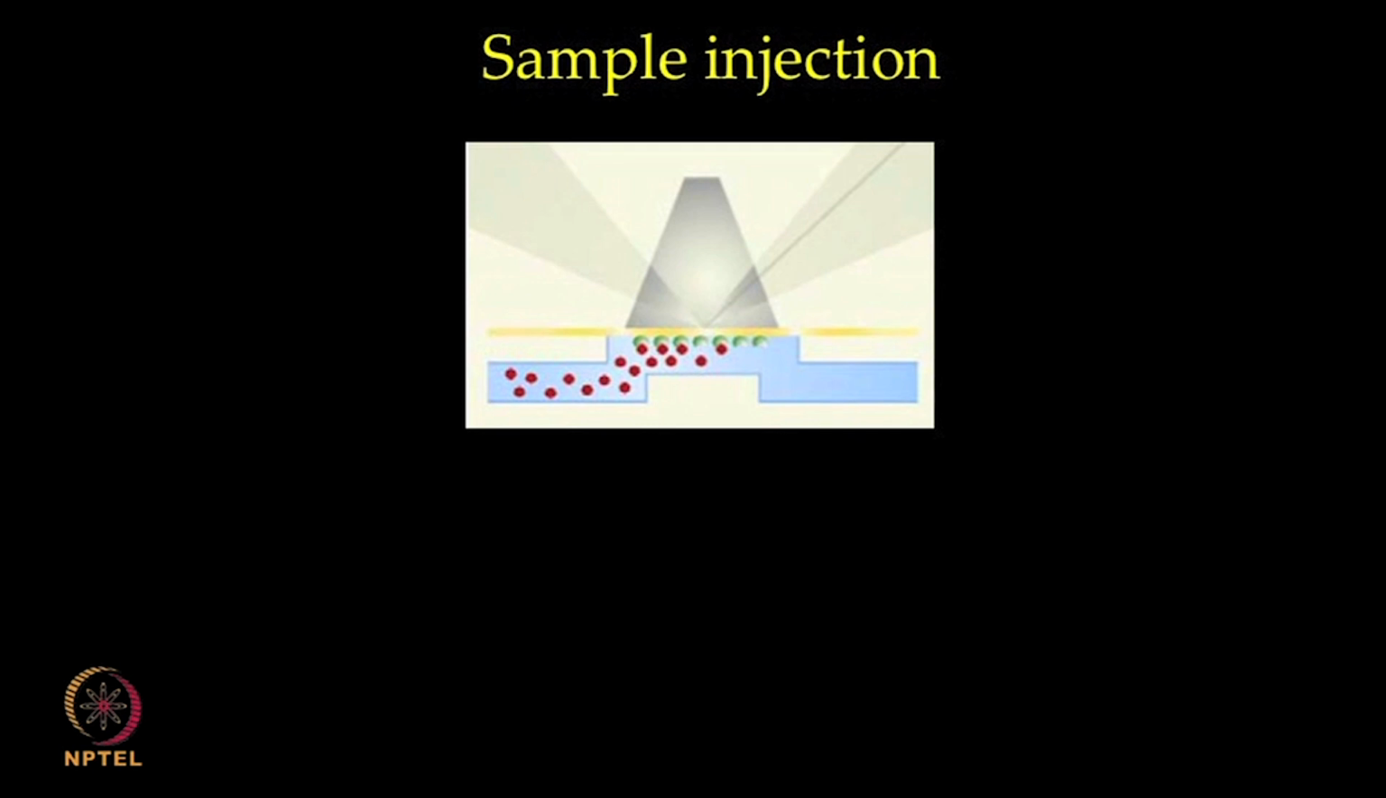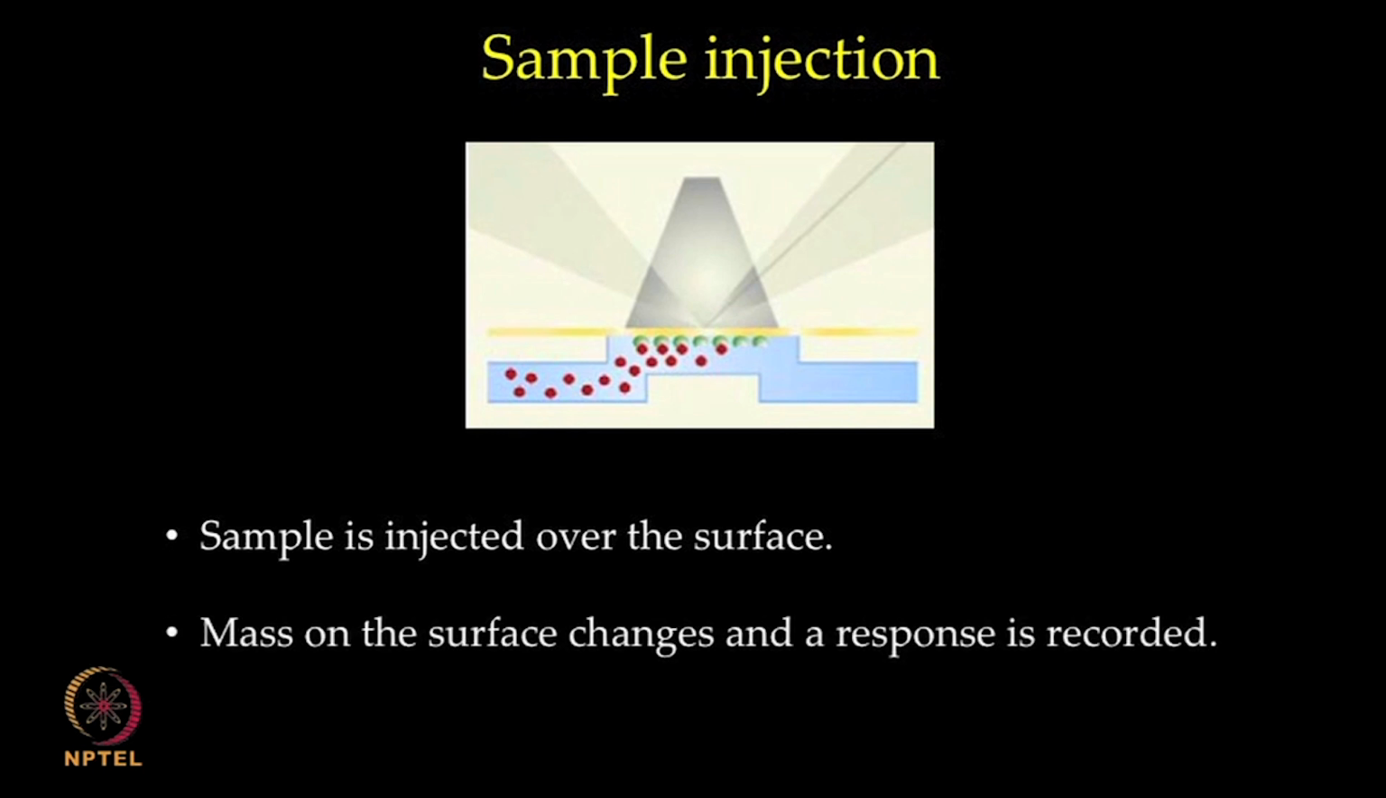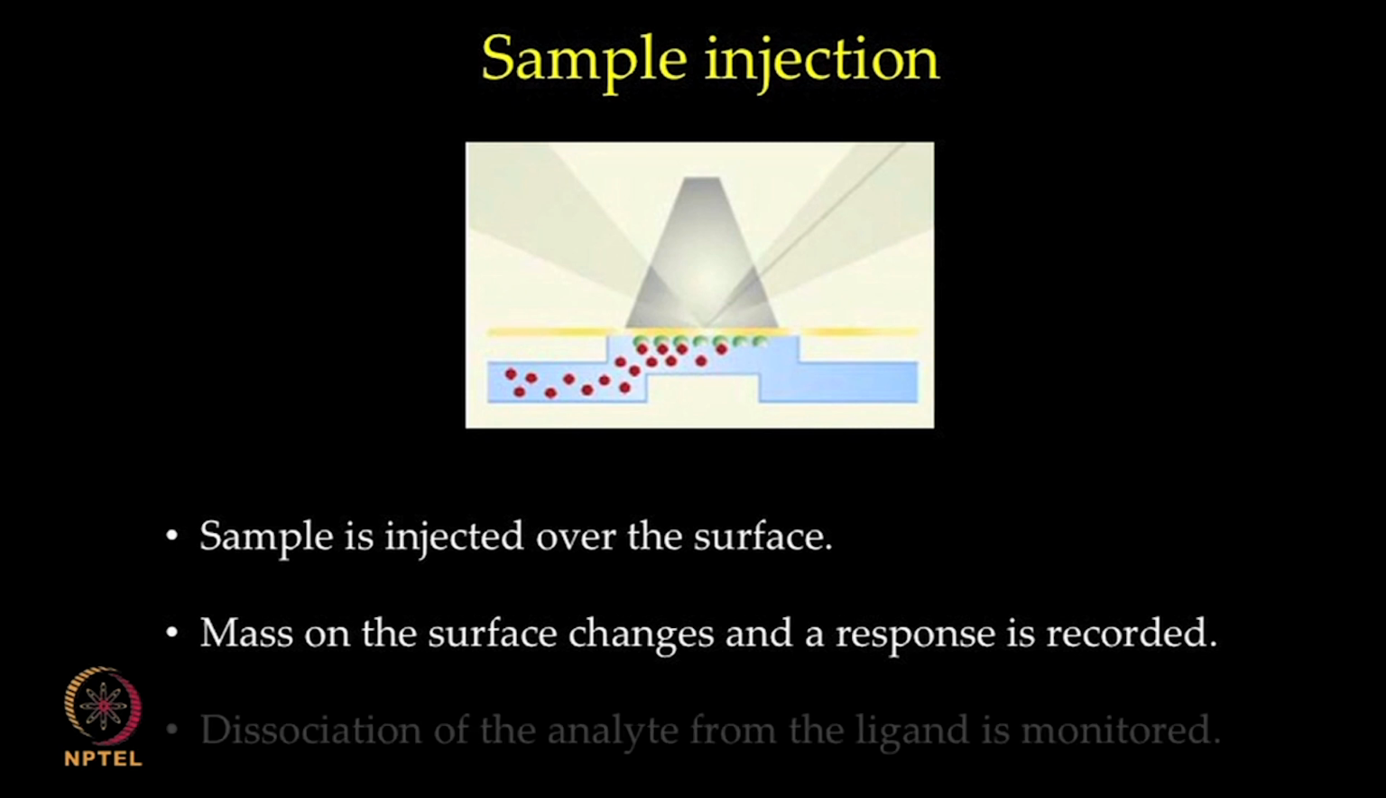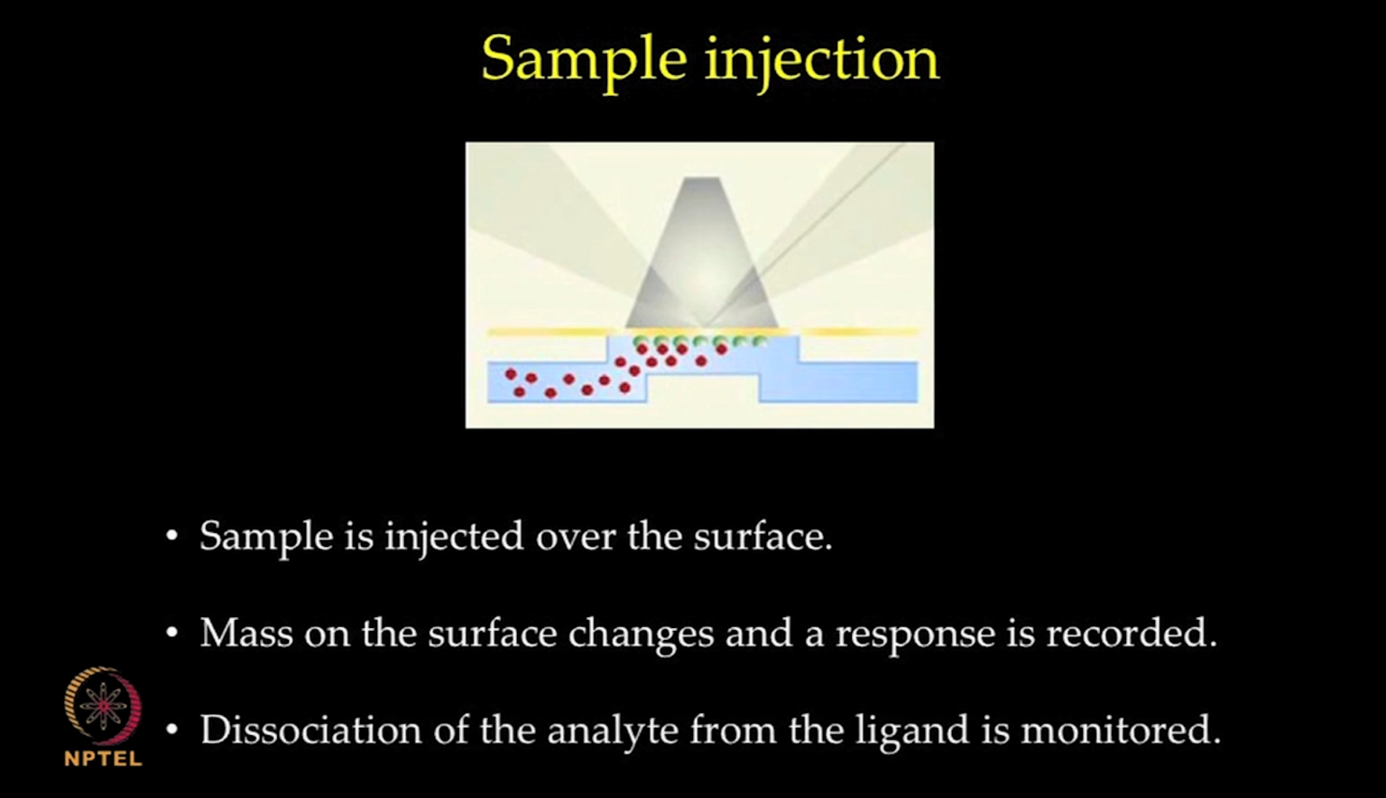During sample injection, the analyte is injected over the surface with a constant flow and concentration. Analyte in the sample binds to the immobilized ligand on the surface, the mass on the surface changes and a response is recorded. After sample injection, buffer flows over the surface to allow monitoring of analyte dissociation from the ligand.